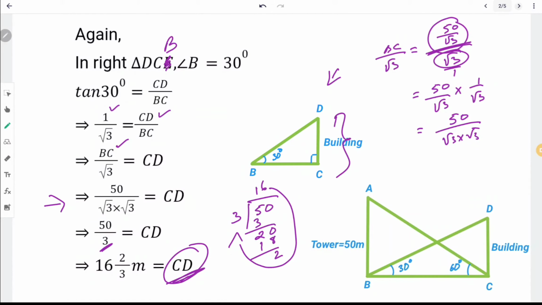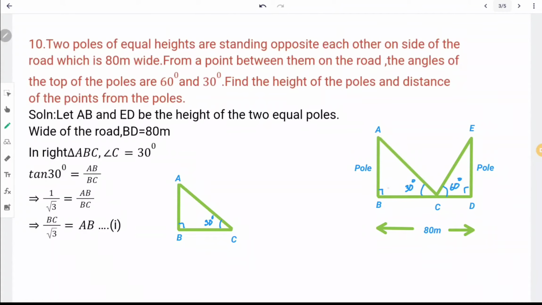All right, let's do one more here. Two poles of equal height are standing opposite each other on the side of the road. So this is the road here, and then two poles AB and ED. The question has already given us that these two poles are equal in height. And what is the width of the road? From here till here, so much? 80 meters.